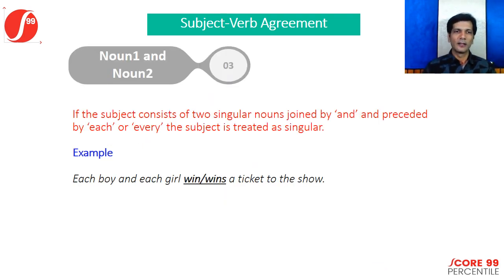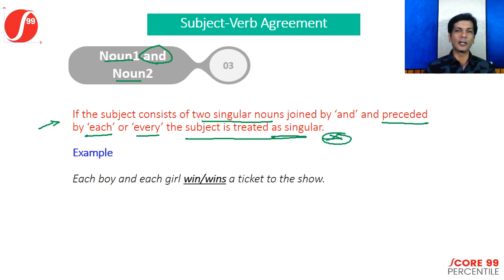Point number 3. Again, when you have noun 1, noun 2 combined with and, this is a third version where you're combining noun 1, noun 2 with your conjunction and. So here, what does the rule say? This says, if the subject consists of two singular nouns joined by and preceded by a distributive pronoun like each or every, then you have to treat the subject as singular.